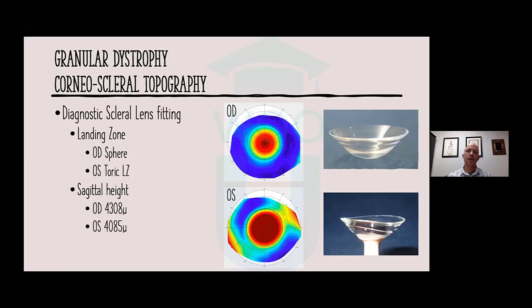Now, something additional is that we can use the software in this particular case to know the sagittal height of the diameter that we're fitting. So in this case, 16 millimeters or 16.5 millimeters. That is also helpful, because then we can even more specifically grab a lens that's over 4,000 microns for both the right and left eyes.